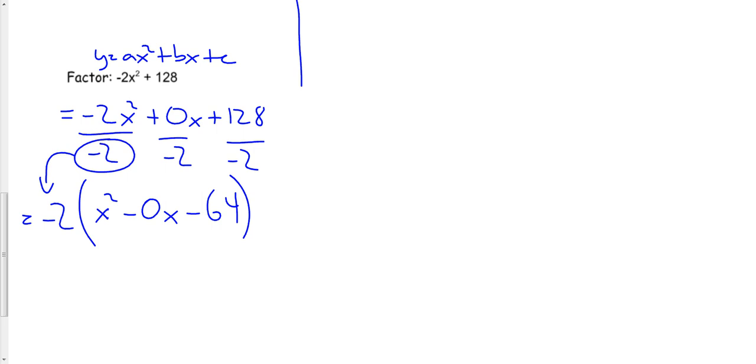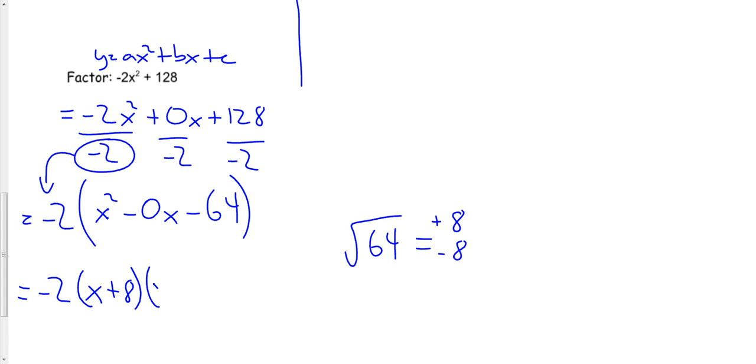Now, because my b value is actually 0, that lets me know that the positive form of the c value, which is positive 64, the square root of that is going to be the two factors that I'm looking for. The square root of 64 is both positive 8 and negative 8. And as a result, my final answer is going to be negative 2 times x plus 8 times x minus 8.